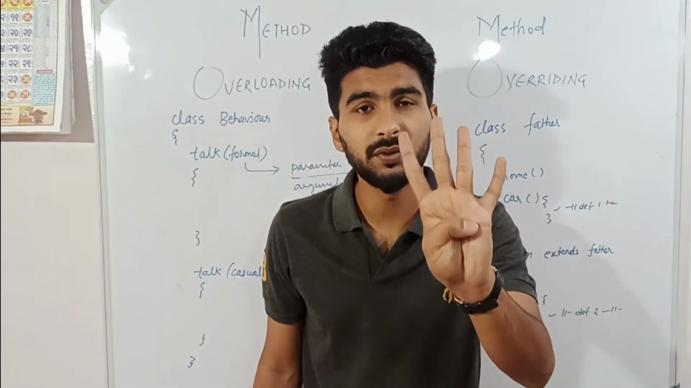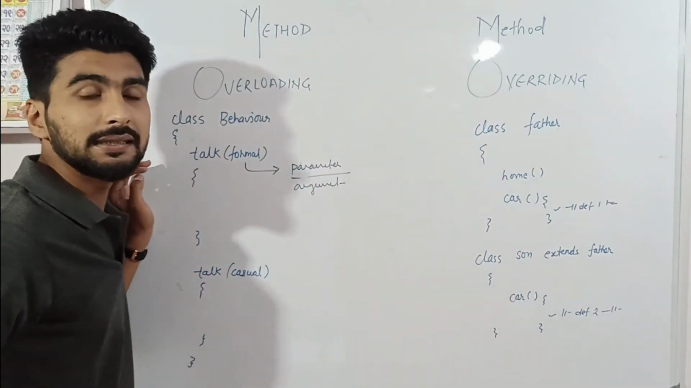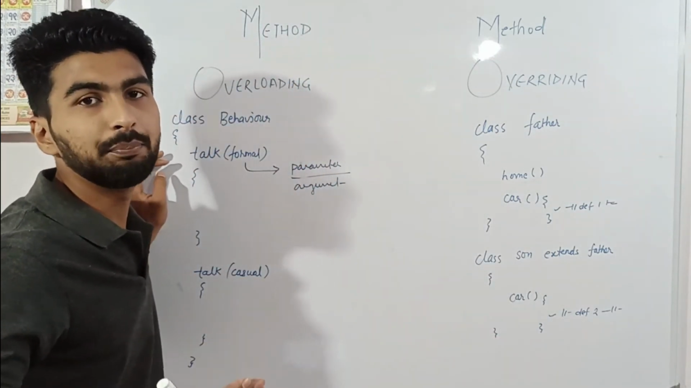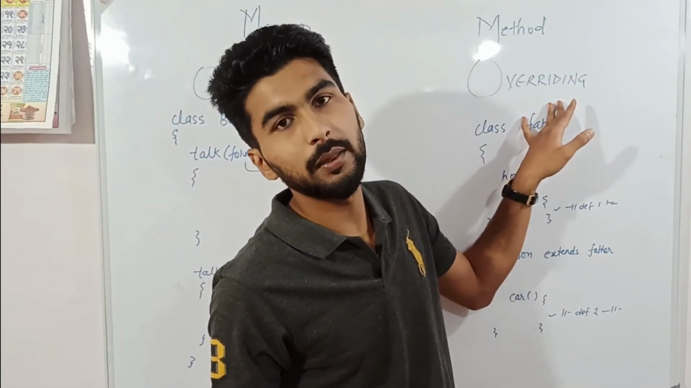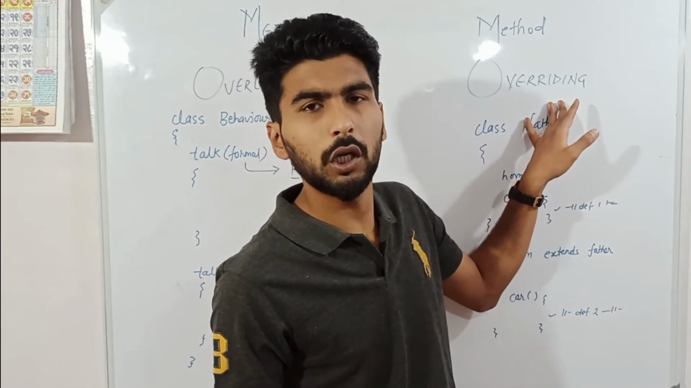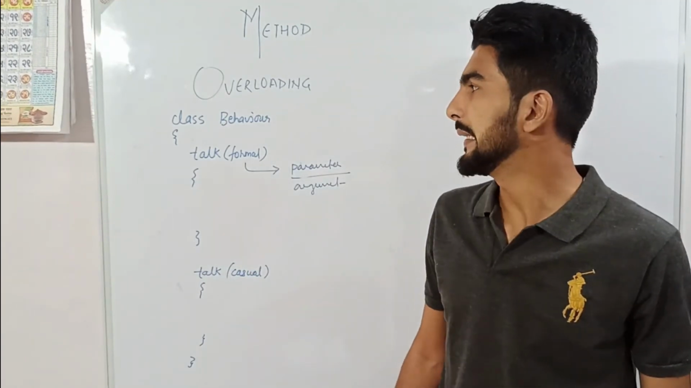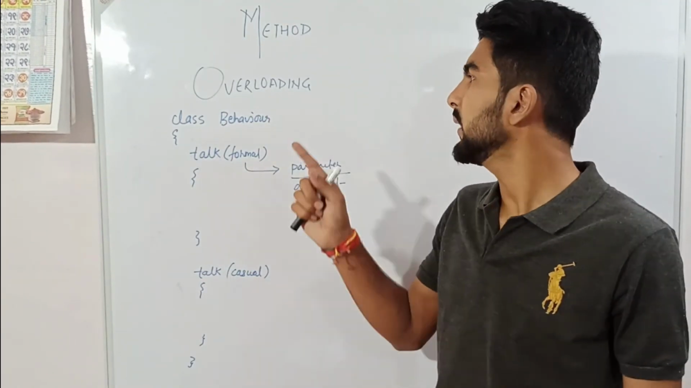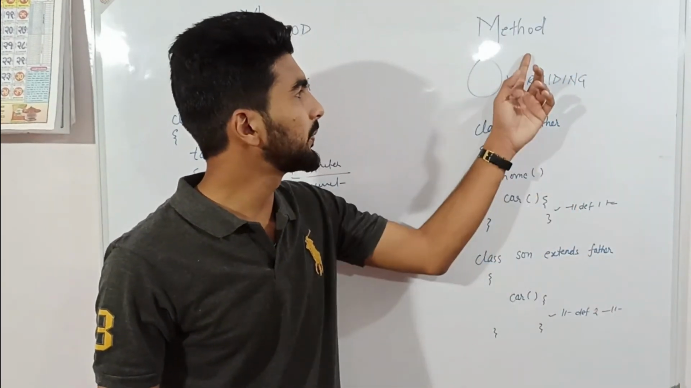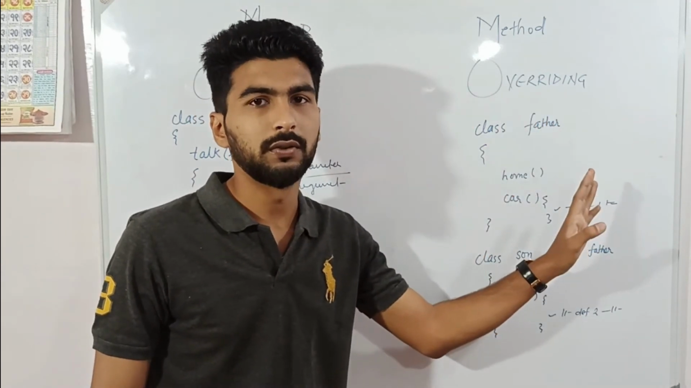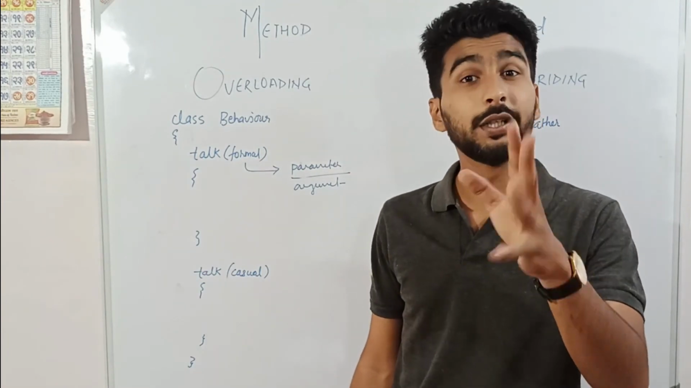Now let's talk about difference number 4. Method overloading is an example of compile time polymorphism, whereas method overriding is an example of runtime polymorphism. But what is polymorphism? We will talk about it in another video. Till now, just remember that method overloading means compile time polymorphism, whereas method overriding means runtime polymorphism.